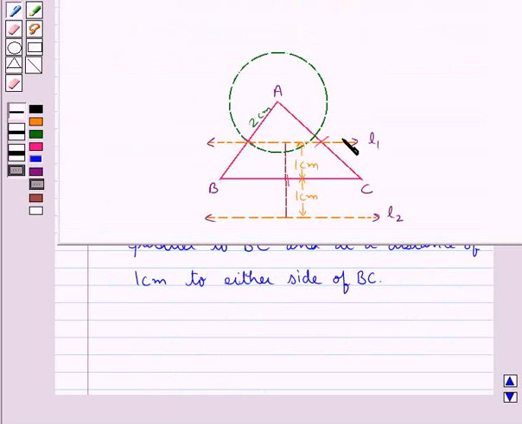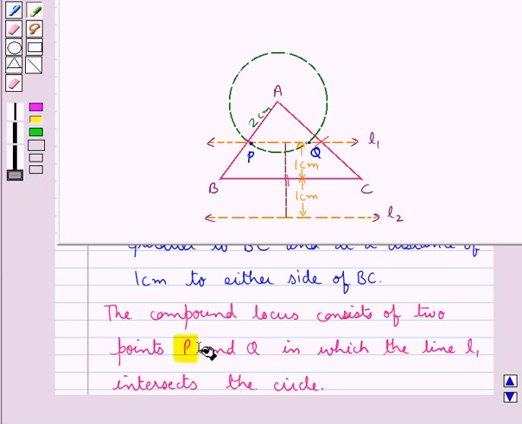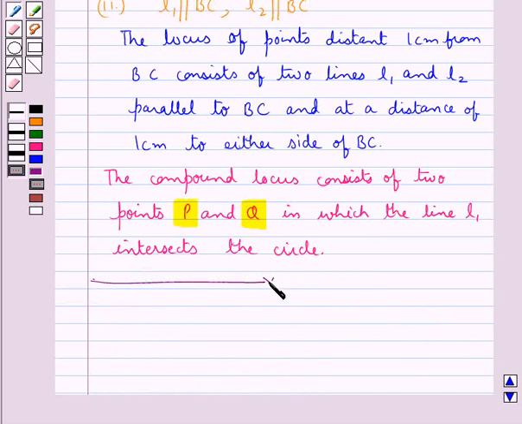Next, we are supposed to find their compound or intersecting locus. Now, as you can see, this line L1 intersects the circle at the points, say, P and Q. So, we can say that the compound locus consists of two points P and Q in which the line L1 intersects the circle. So the compound locus is two points P and Q. This completes the session. Hope you have understood the solution of this question.